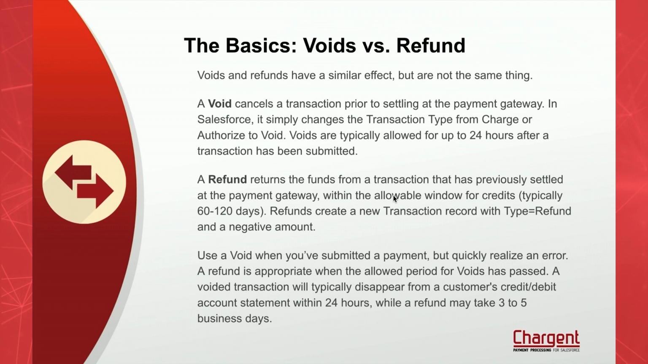And refunds don't just change the charge that already happened. It actually creates a new transaction record with a type of refund and has a negative amount. For accounting purposes, that's always the way you want to do that. Whereas a void, for accounting purposes, you could just change the transaction to a void, because you're pretending as if the charge never happened, right?